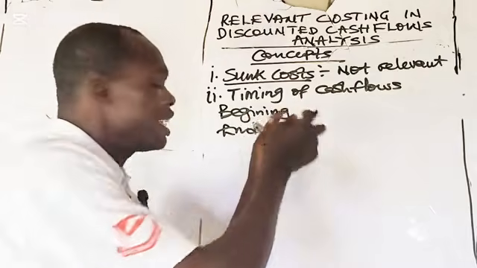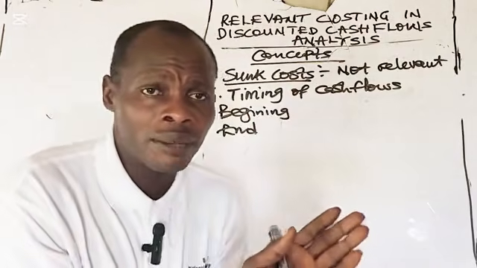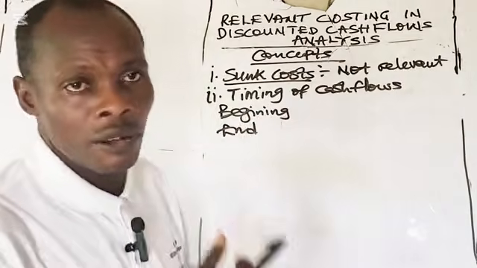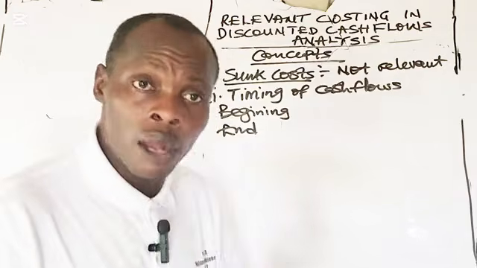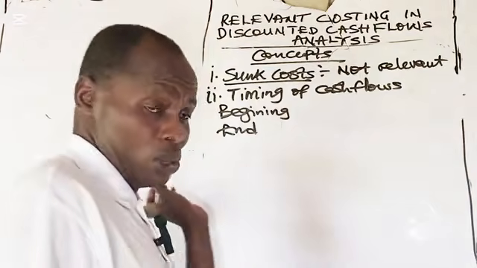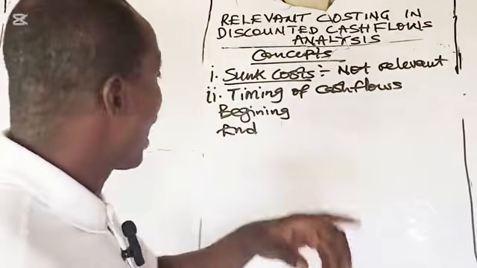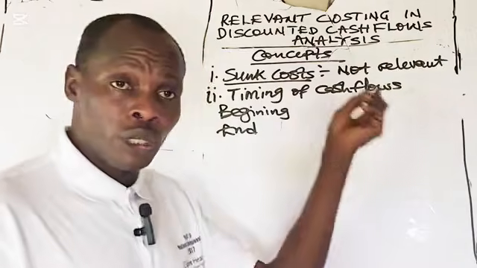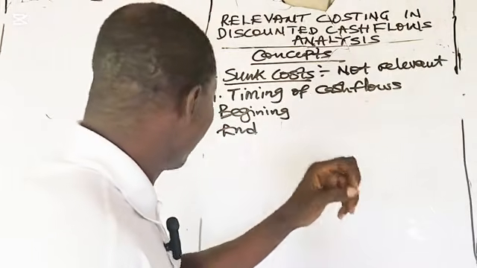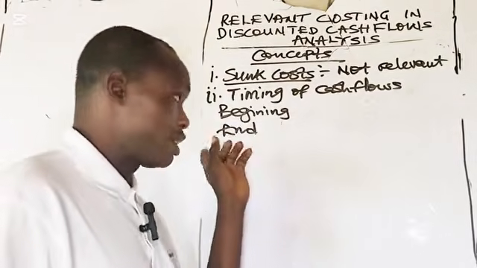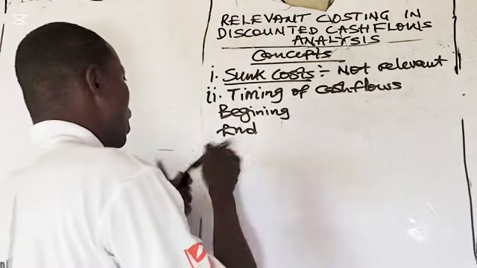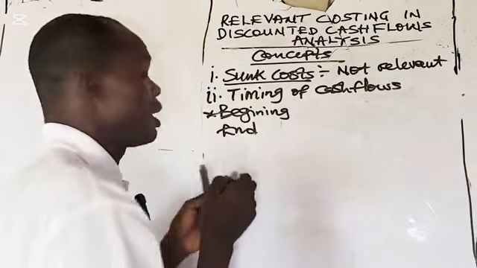If cash flows are incurred at the beginning of the year, you use them in the immediate preceding year. For instance, cash flow incurred at the beginning of year 1, you use it in year 0. The one incurred at the beginning of year 2, you use it in year 1. The one incurred at the beginning of year 3, you use it in year 2. That is for the one occurring at the beginning of the year.